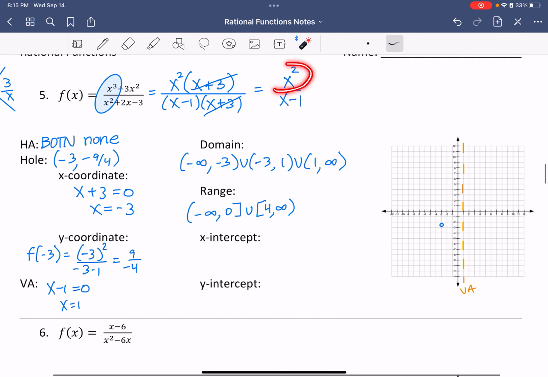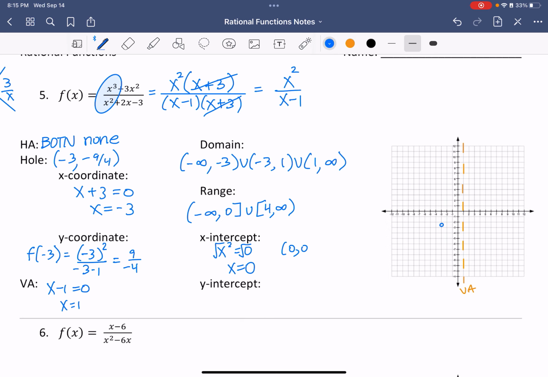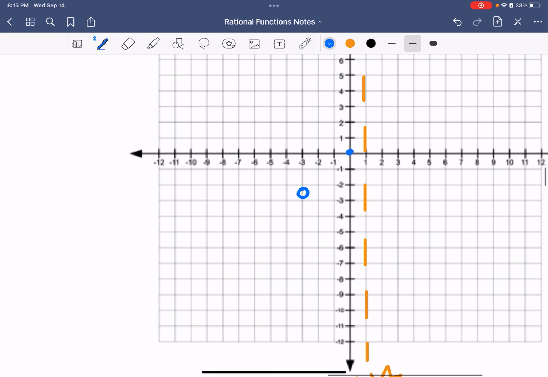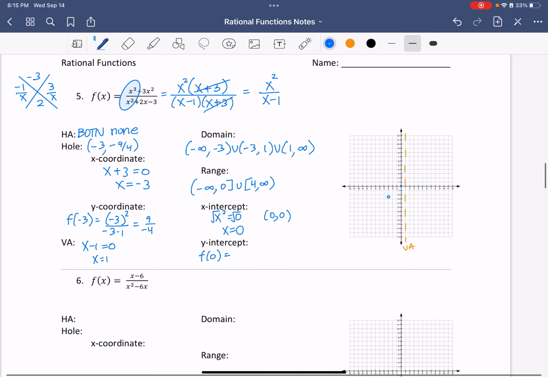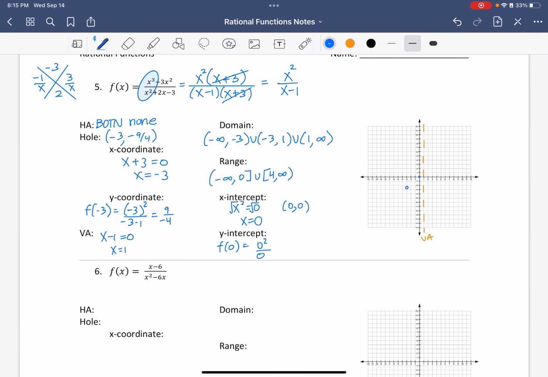For the x-intercept, you grab the numerator and set it equal to 0. X squared equals 0. To get rid of the square, you take the square root. The square root of 0 is still 0. So at 0, 0, we have our x-intercept. The y-intercept, you replace every x with 0. So that's 0 squared over 0 minus 1. Which equals 0 over -1, which simplifies to 0. So again, 0, 0 is the x-intercept and also the y-intercept.